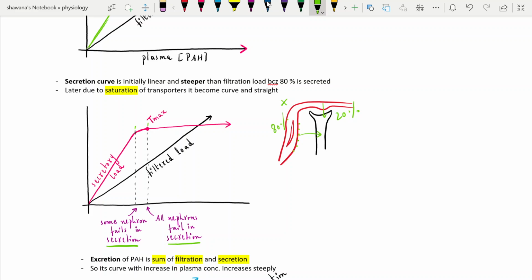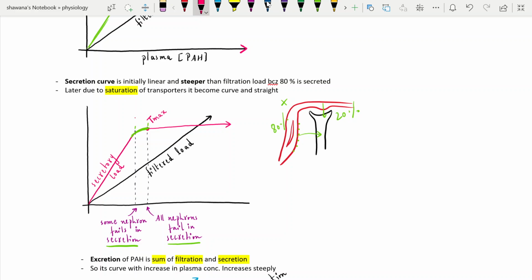Okay, and this secretory load of the PAH is showing our splay. Splay just means that nephrons are heterogeneous, like people. People are not the same; their characteristics, their properties are different. So as with the nephrons, their characteristics, their ability, their function to reabsorb and to secrete is different from each other.